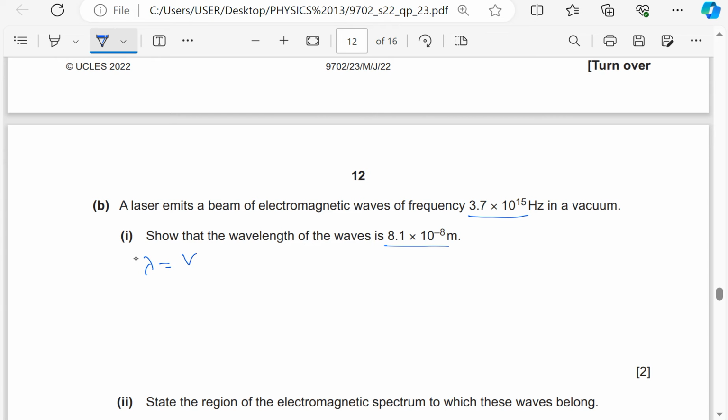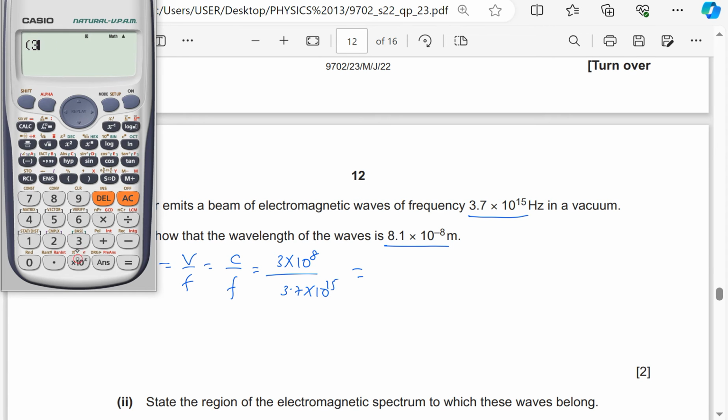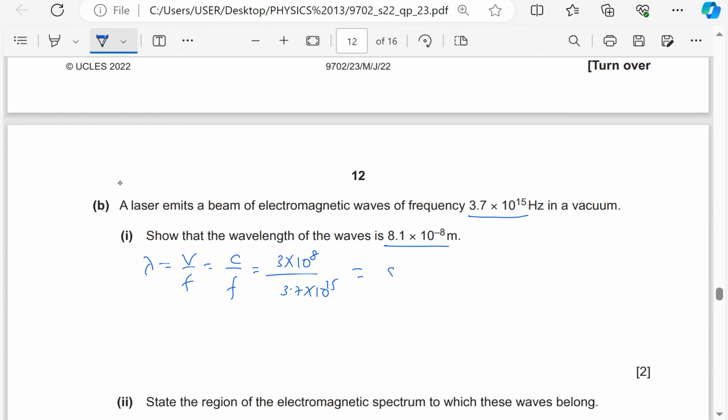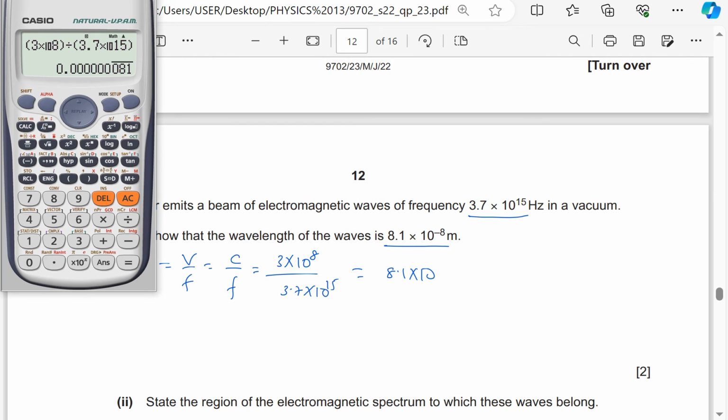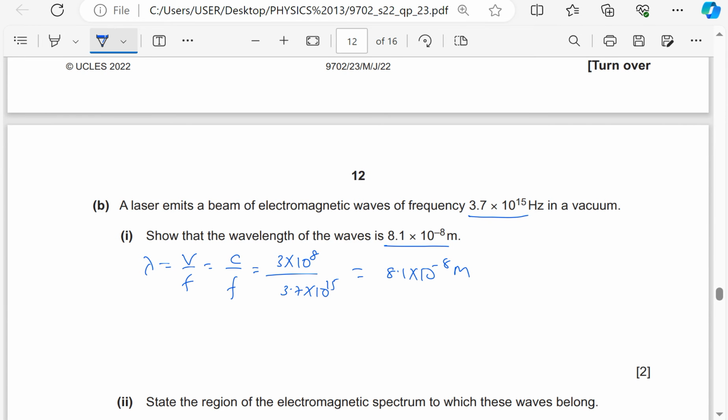So we know the wavelength is going to be v over f, which is the speed of light divided by the frequency. That is 3 times 10 to the power of 8 divided by the frequency, which is 3.7 times 10 to the power of 15. So 3 exponent 8 divided by 3.7 exponent 15. So this is 8.1 times 10 to the power of minus 8 meters, as required.